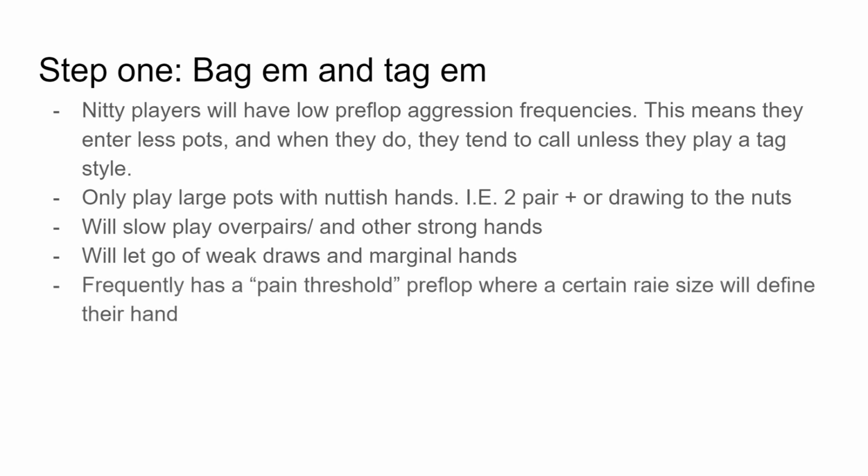They frequently have a pain threshold where a certain raise size will define their hand. This is really great for thinning the field and also to begin to put players in general on a range pre-flop, because this will remove certain hands that players would call with, including but not limited to, it depends on the player, but small suited connectors may tend to fold here. Also offsuit Broadway may fold here. Depends.